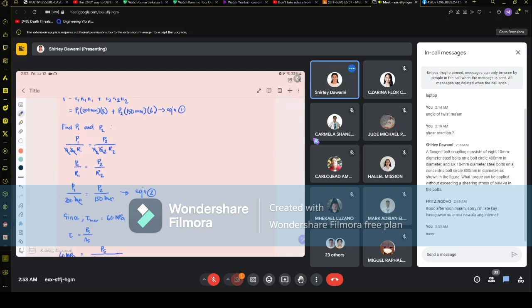So P1 is equal to 4712.39 Newton over 200 equals P2 over 150. Therefore P2 is equal to 4712.39 times 150 over 200, which is 3534.29 Newton. So now we have P2. Okay, so we can solve the total torque capacity.